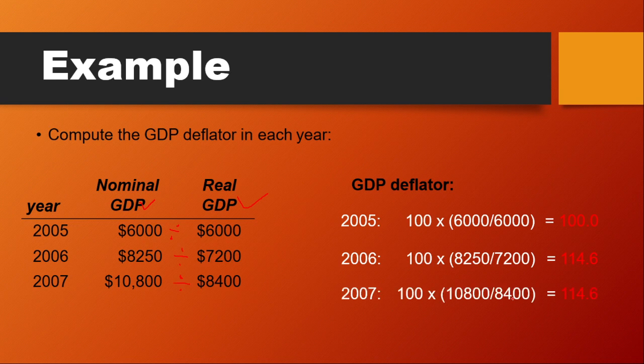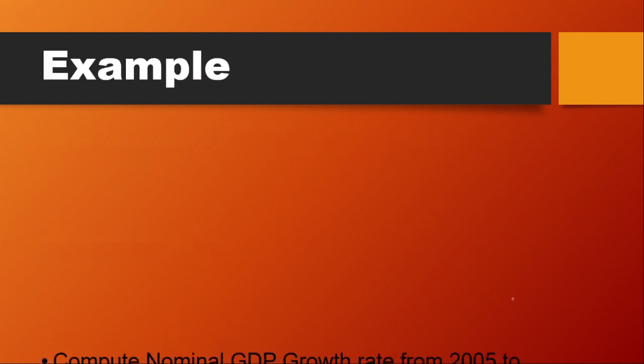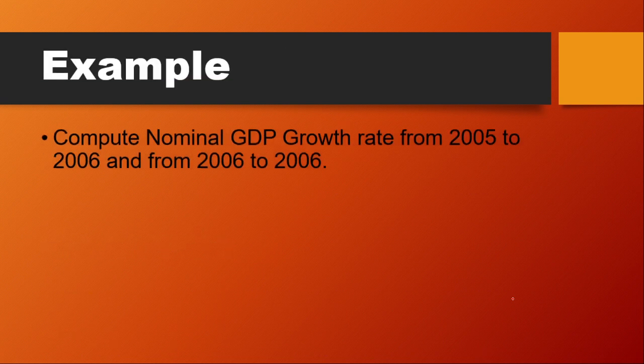Then let's look at the growth rate. You calculate the growth rate using year 2 minus year 1, divided by year 1, multiplied by 100. So let's look at an example: compute the nominal GDP growth rate from 2005 to 2006 and from 2006 to 2007.